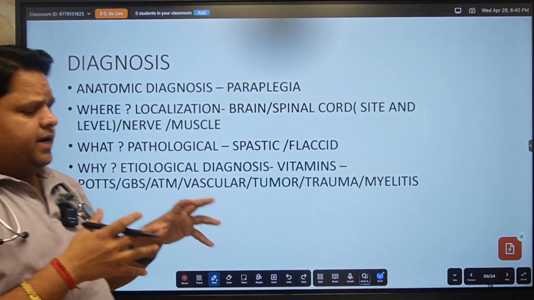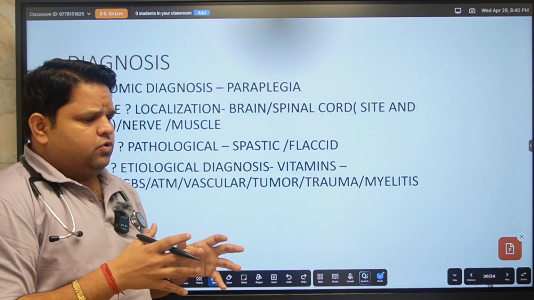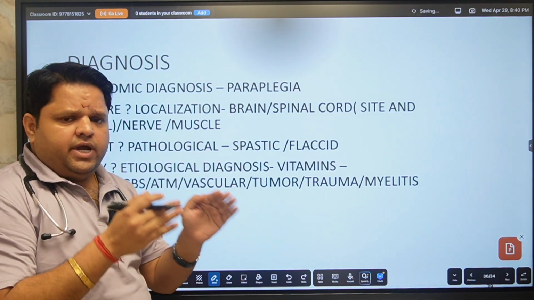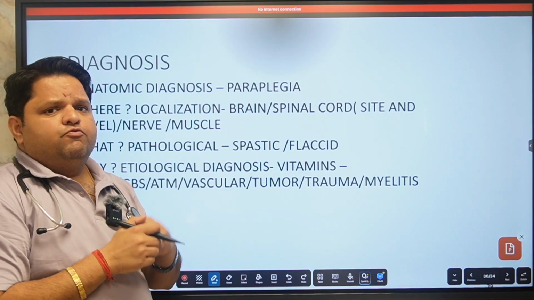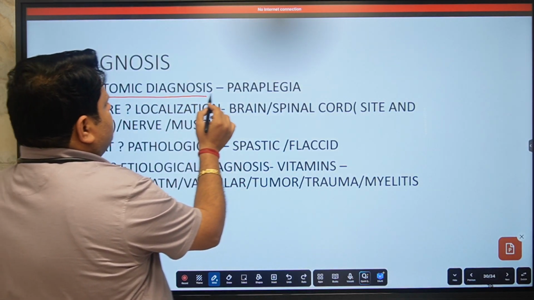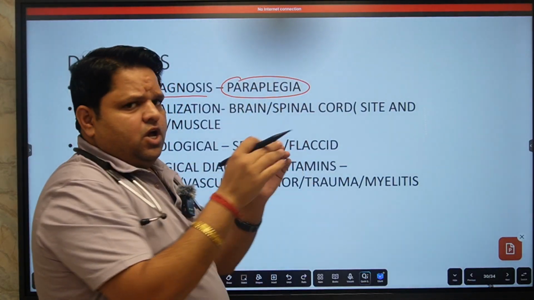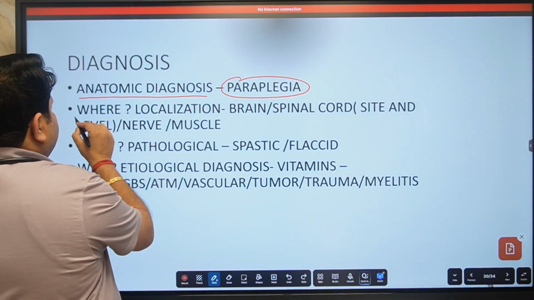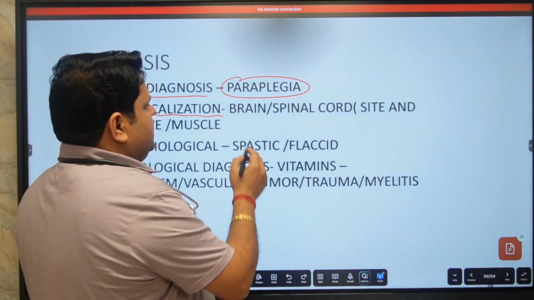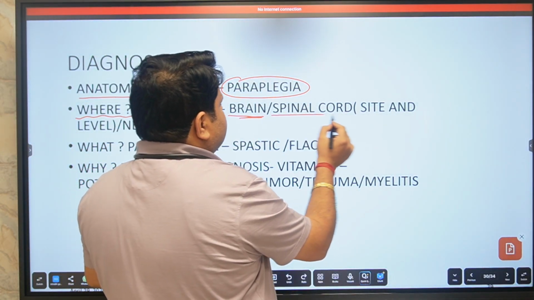Now, if we make a diagnosis from an exam point of view, especially MBBS, MD or DM exam, after history and the examination, we should make a diagnosis. Diagnosis for the anatomical diagnosis, like paraplegia, like weakness in both lower limbs is there. Then where is the lesion? Like localization. Where are you localizing the lesion? Like you are localizing in the brain or the spinal cord.